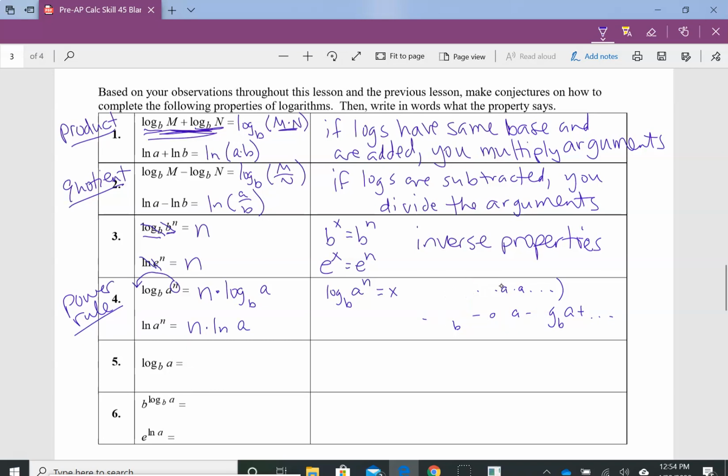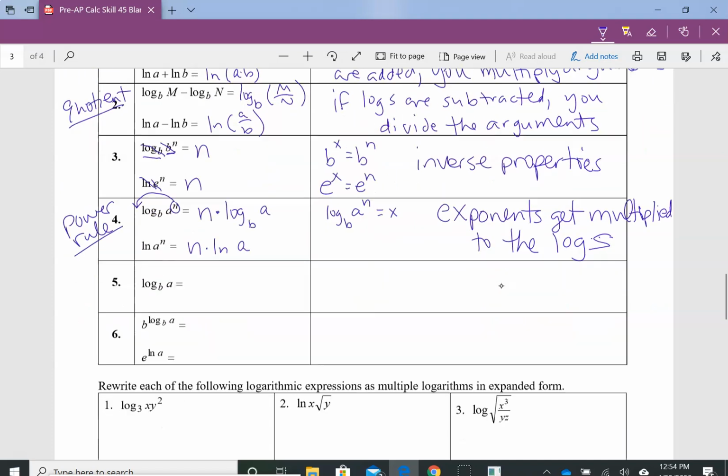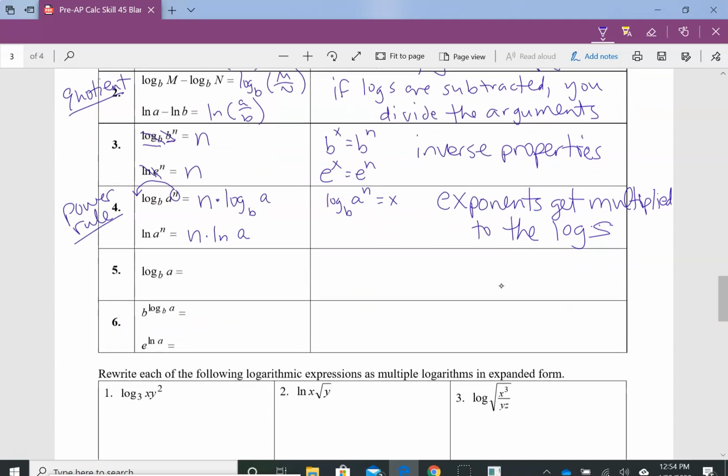So if I were to put this into words, I would probably say something like, exponents get multiplied to the logs. Okay? And then the next one, we've already seen there are two options for this. We'd say log a over log b, which is the same as natural log of a over natural log of b. So this is what I call change of base.